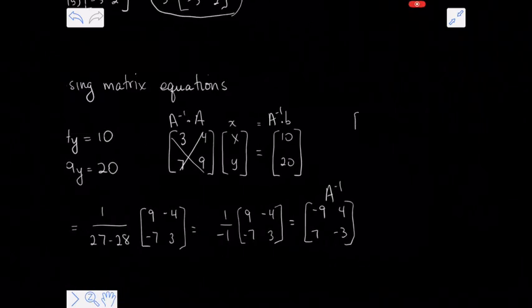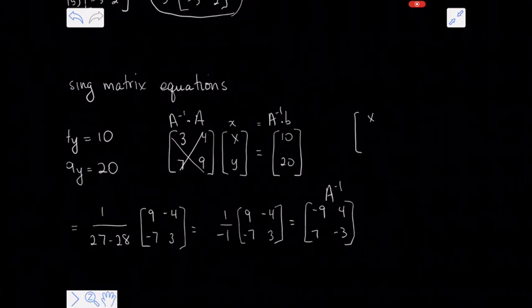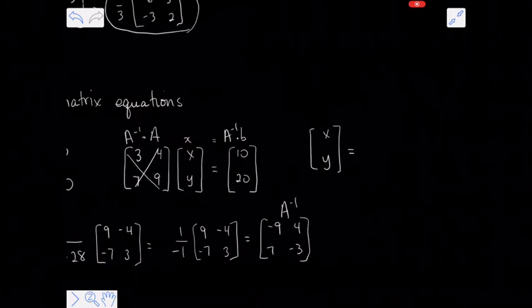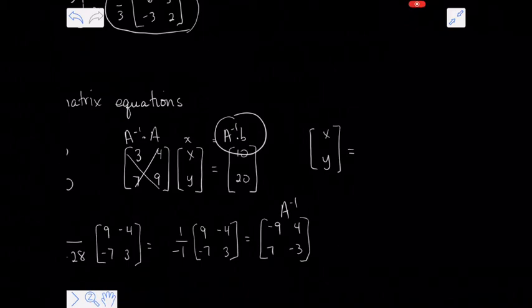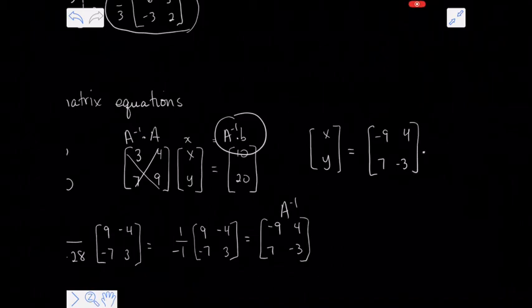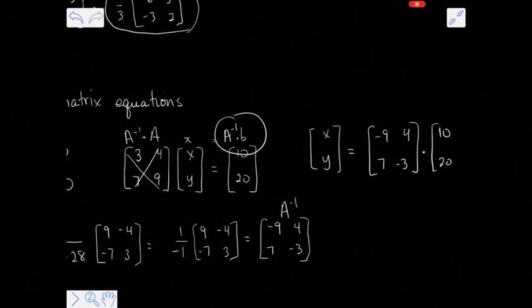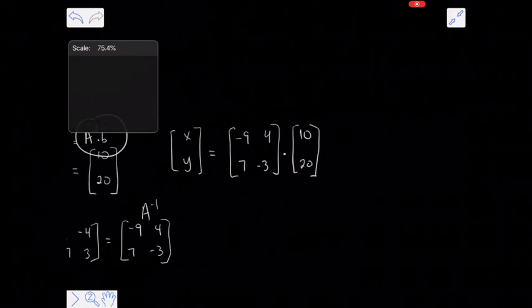So then my x and y variables are going to equal this right here, which is -9, 7, 4, -3, multiplied by 10 and 20. Now I got to multiply there.